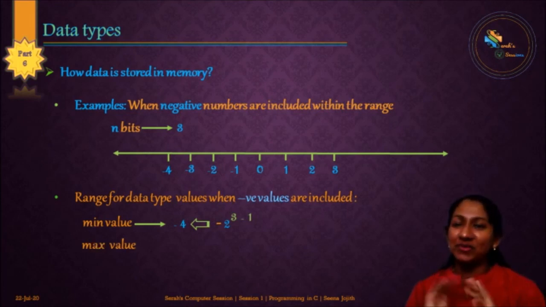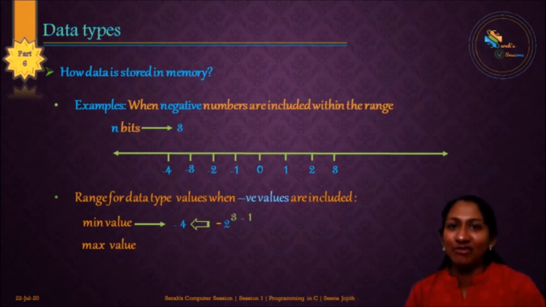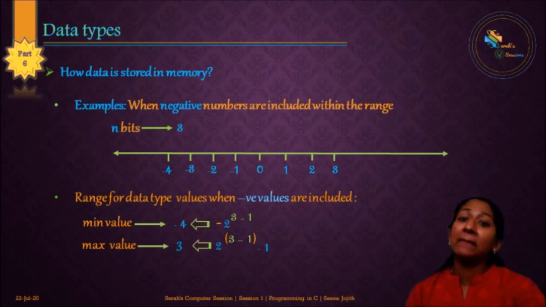Now calculating the maximum value. I hope that I'm not confusing you. If you're getting confused, please pause the video and do the calculations on your own with paper and pen, and then you can resume my lecture. Okay. Now the maximum value here, from the number line you can see that the maximum value is 3. So how will you get 3? It's 2 raised to 3 minus 1, minus 1. 3 minus 1 you get 2. So 2 raised to 2 is 4. 4 minus 1 you will get 3.